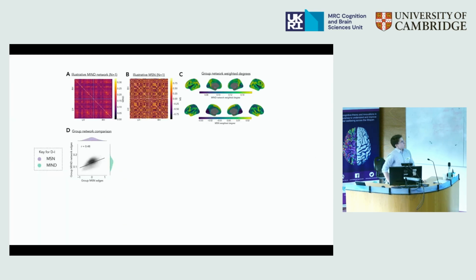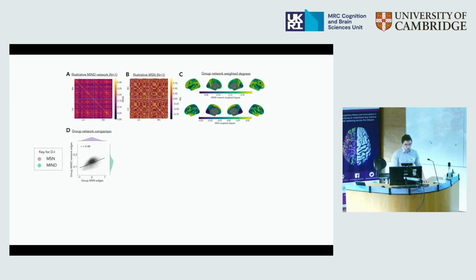So the first thing that we did is just plot some sample networks. The first two matrices up there are just these full connectomes. So for a single subject, structural similarity networks from MIND and an MSN, just from a sample subject, and then the degree of these networks, so just the sum over all the edges in a particular region, is shown on the cortex on the right.